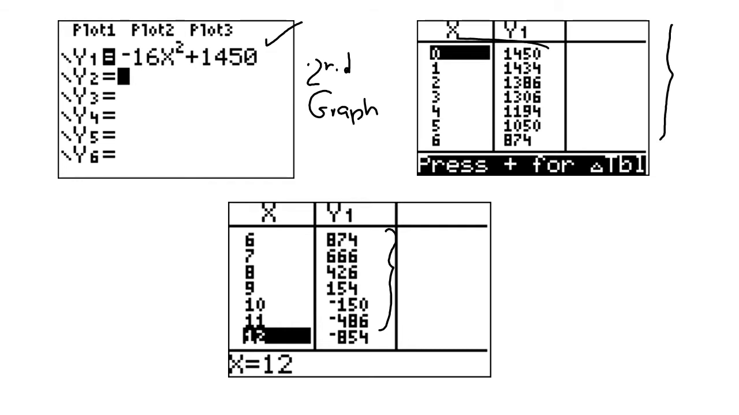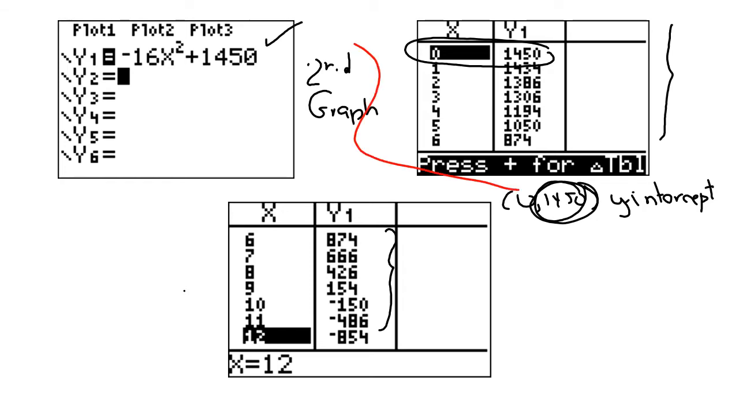Okay? Please note that at t equals 0, the corresponding y is 1450, which means that at t equals 0, the ball is 1,450 feet above the ground. Okay, at 0 seconds, that's the height of the ball. This point right here is the y-intercept of the graph corresponding to this function. So note that this number, 1450, corresponds to this number right there.